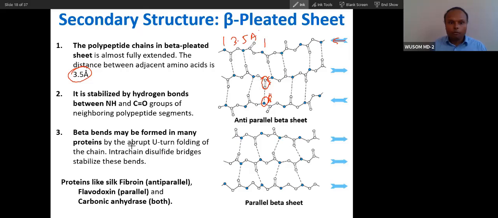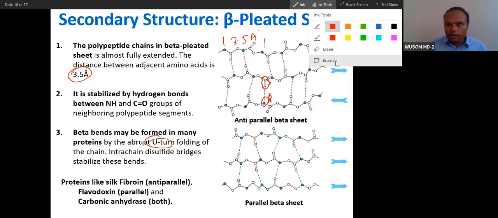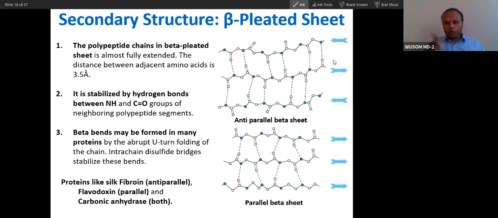Beta bends are formed in many proteins, with an abrupt U-turn folding of the chain. This is called a U-turn, and these are called beta turns. We will talk about beta turns right now. So this is the beta sheet. Just understand the beta sheet is a simple sheet-like folding, and this sheet is held by hydrogen bonds. It is of two types, parallel and anti-parallel.